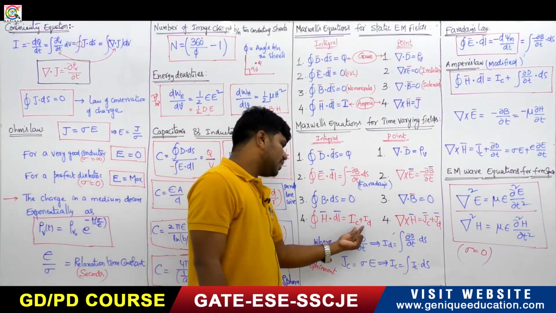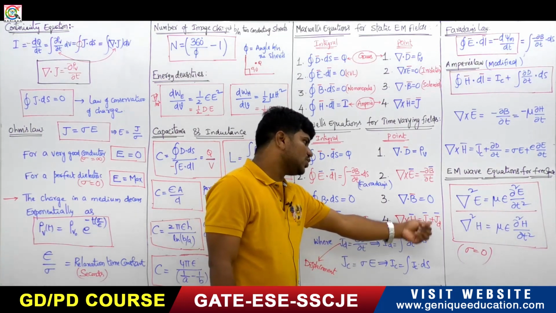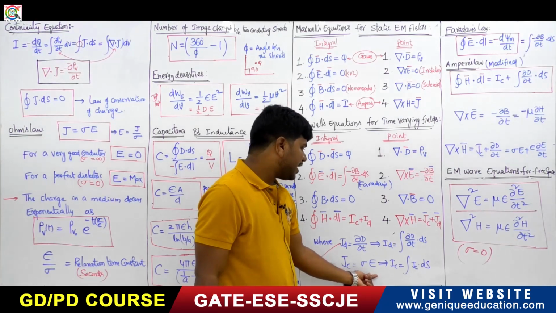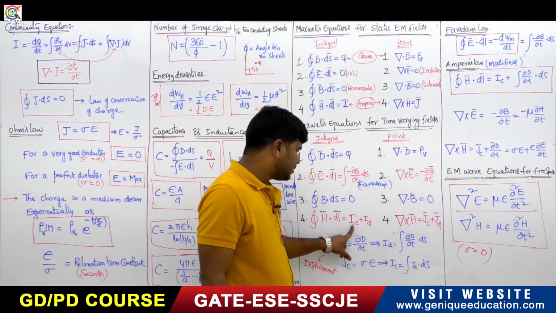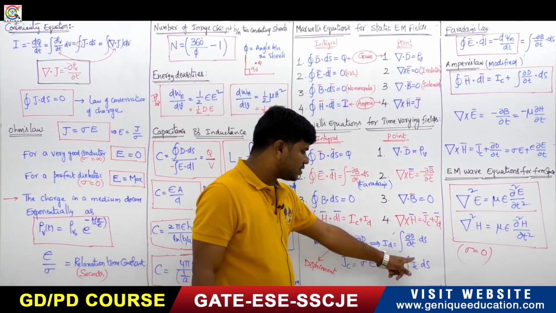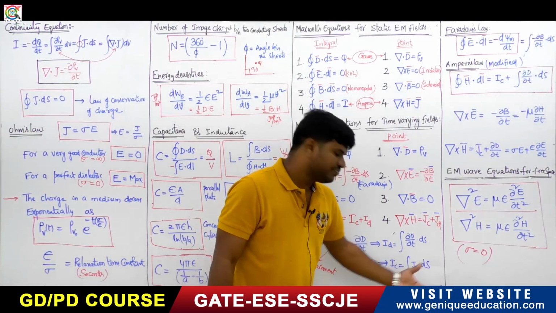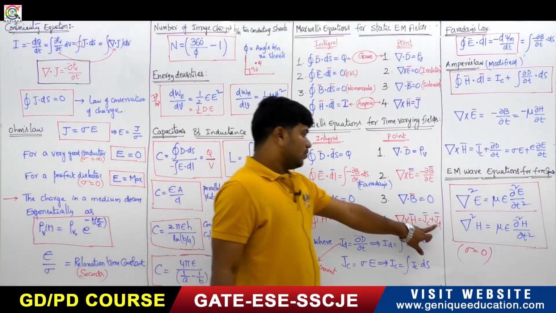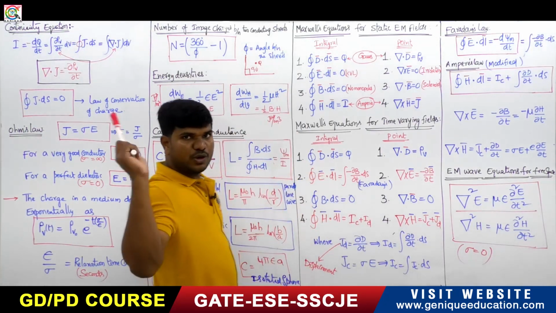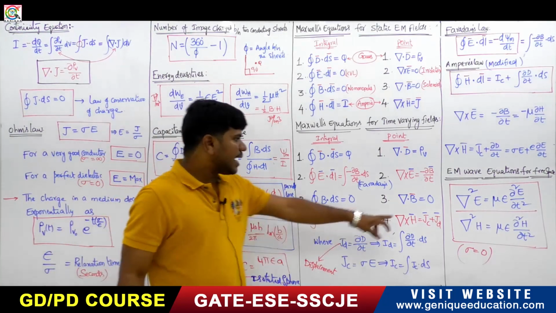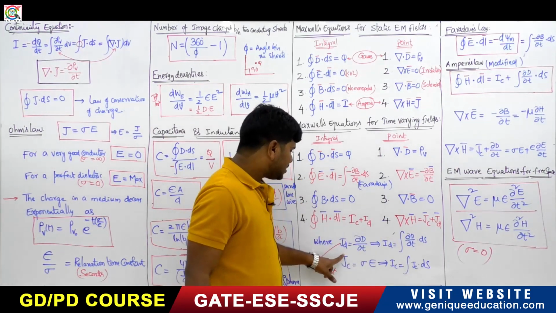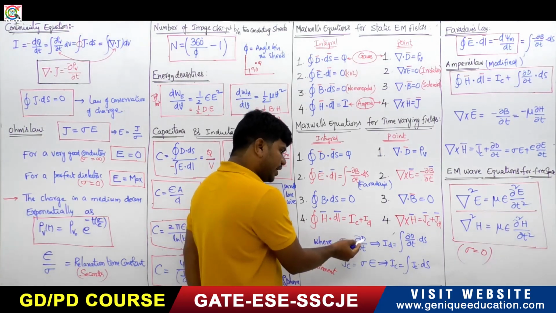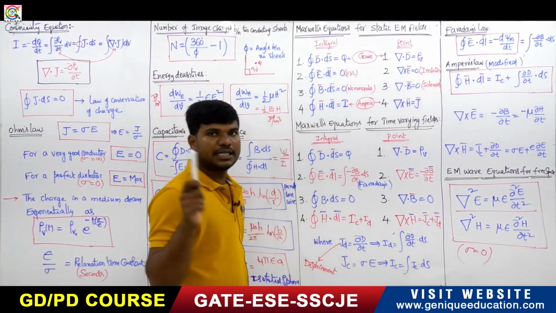So if you write it like this, del cross H is equal to JC plus JD. Already we know JC is nothing but sigma E only, and from this we get the current I equals the integral of J dot ds. It is the general, conventional current. Now we are defining JD. By using the continuity equation, we can write JD equals dou D by dou T. D means the electric flux density.